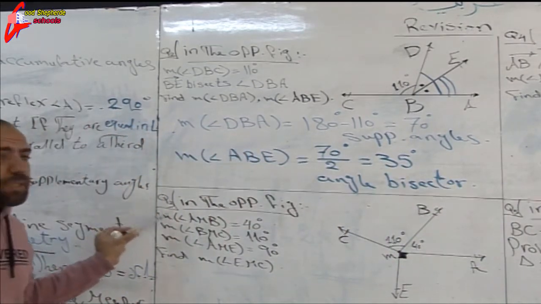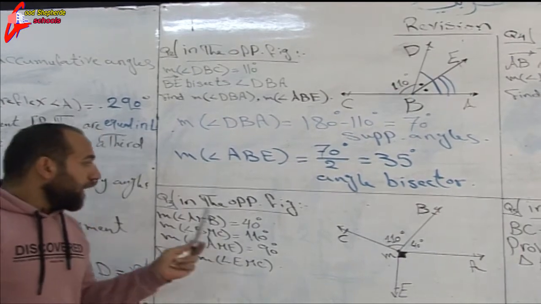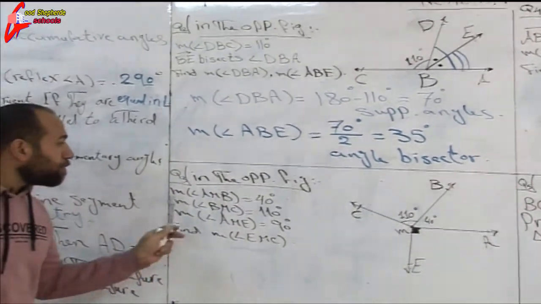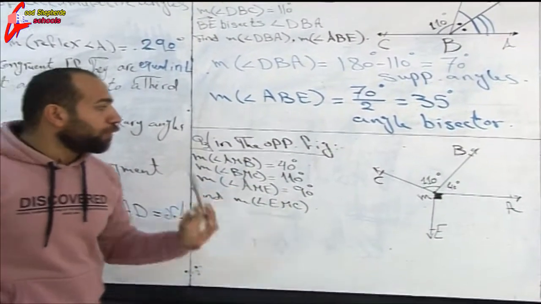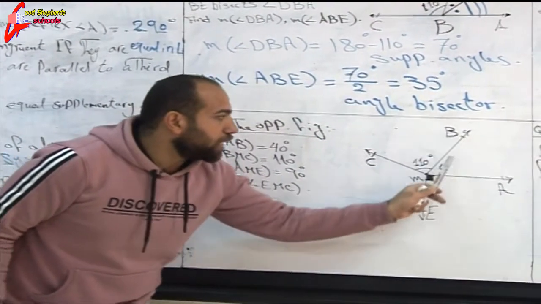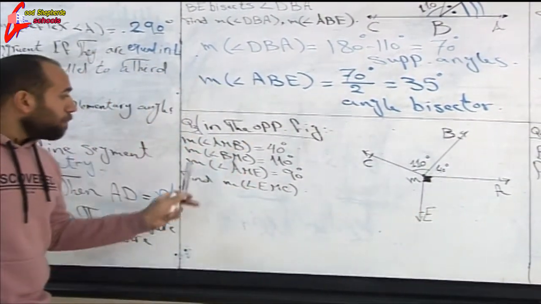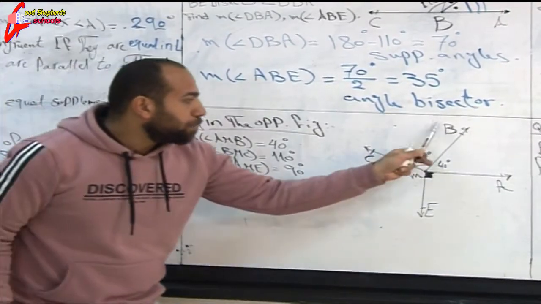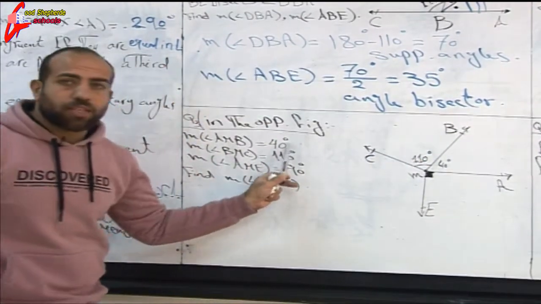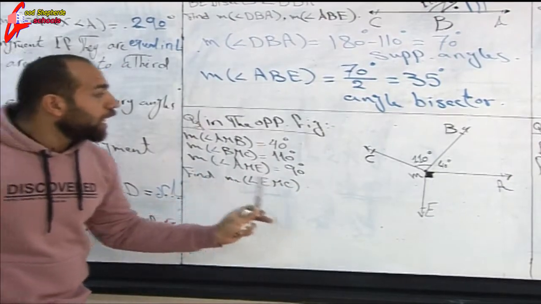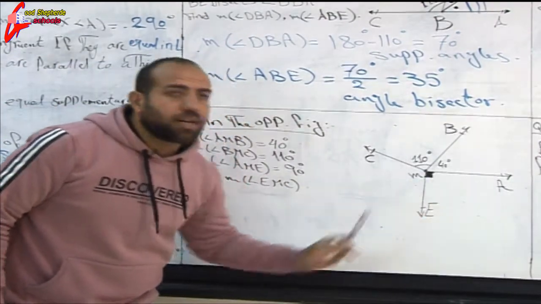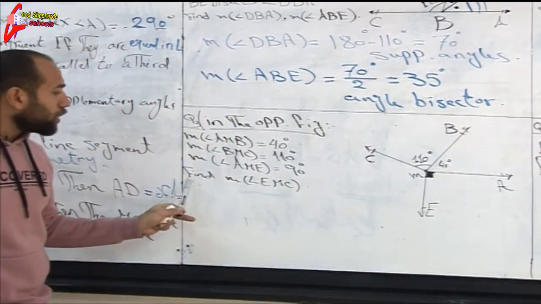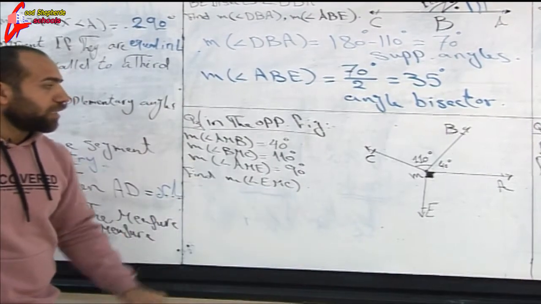Now, question number 3. In the opposite figure, measure of angle AMB equals 40 degrees, measure of angle BMC equals 110, and measure of angle AME equals 90, a right angle. He wants us to find the measure of angle EMC.